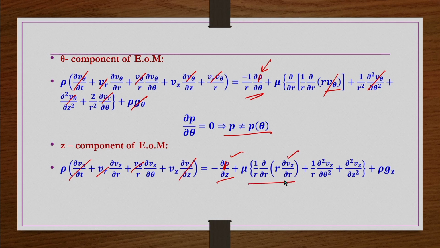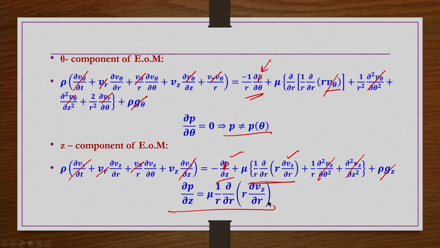Vz is there and it is a function of r, so this term would be there. Vz is not a function of theta and z, so these two terms are 0. There is no gravity. So, dou p by dou z is equal to mu by r, dou by dou r of r dou Vz by dou r. This is what we are getting. If you solve this equation, then you get Vz as a function of r.